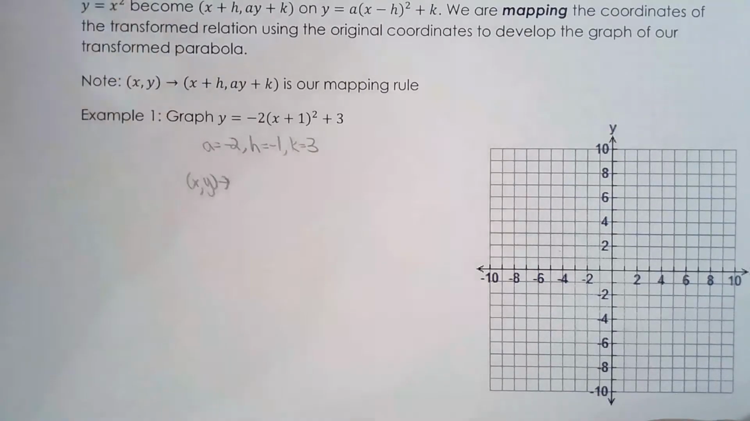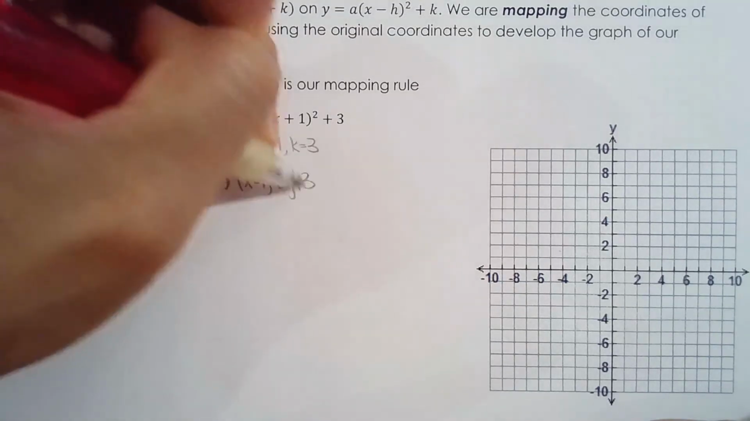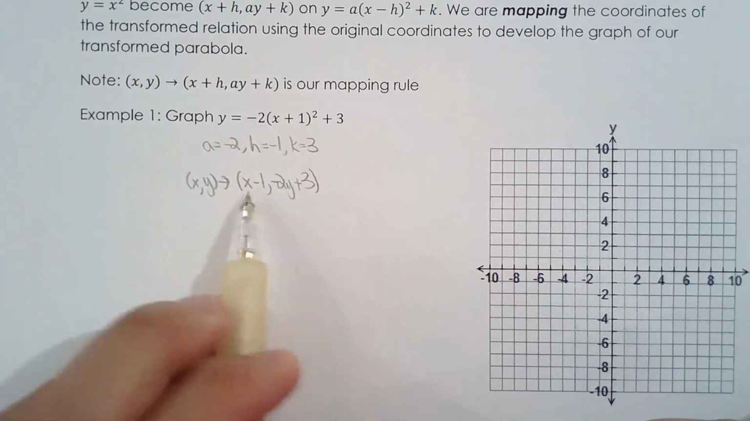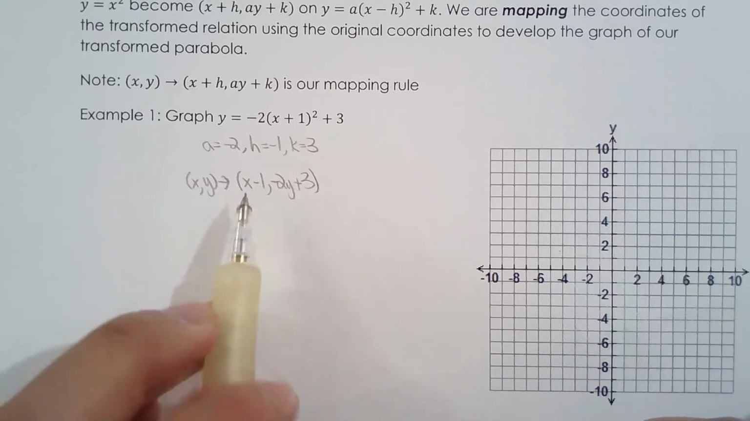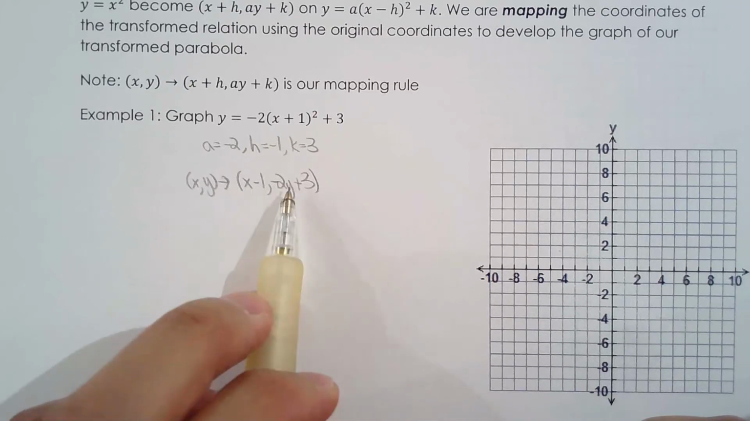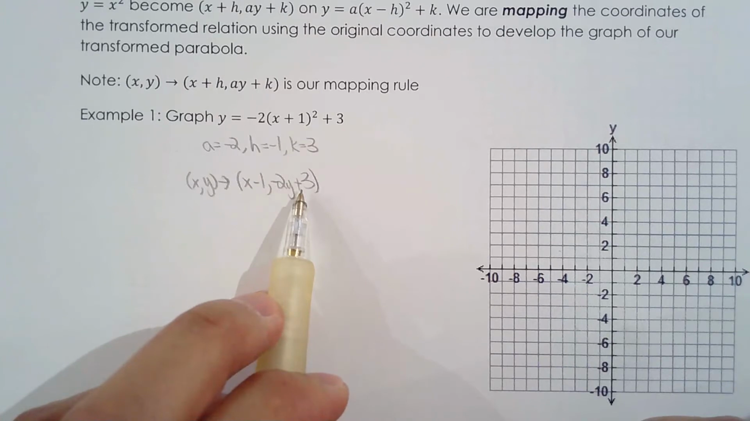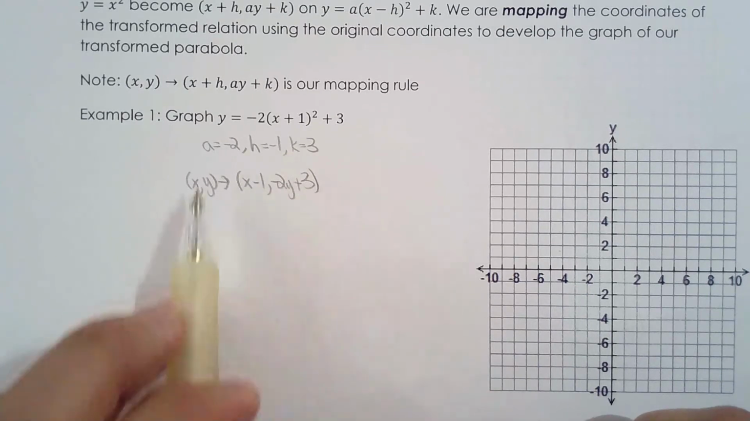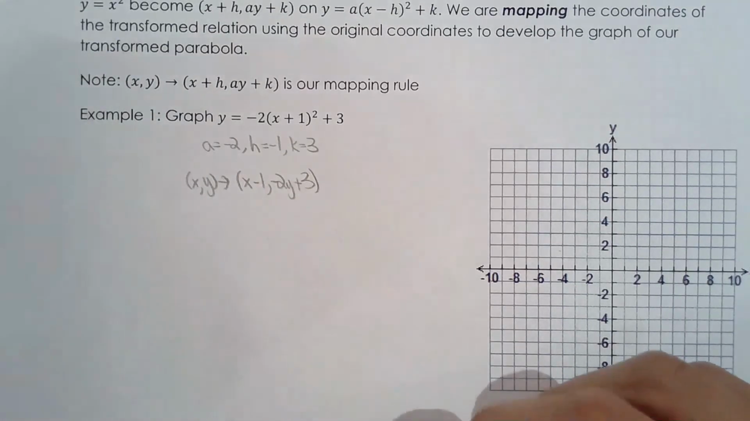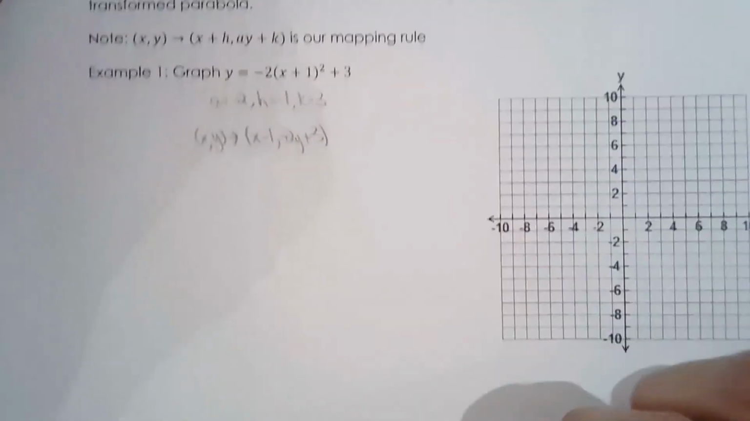Your original xy values become x minus 1, -2y plus 3. And when I write this, I speak to myself. I go x minus 1, 1 to the left. -2y plus 3, vertical stretch by a factor of 2, reflection with respect to the x-axis, vertical translation 3 units up. Okay, every time you write a mapping rule, you should state the transformations to your brain. There's a connection here between what you see visually and what you write down in terms of the algebra. All right.